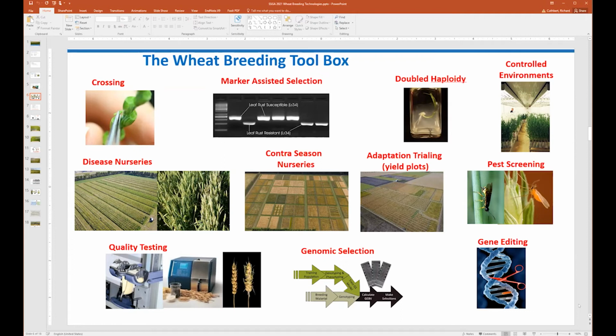A new topic is genomic selection, and we're in the process of implementing this in the program, especially with COVID. It's forcing us to do it a little bit faster, but we were prepared for it. So that's kind of what the presentation will focus on today. And gene editing is an evolving tool that's still finding a home, I think.